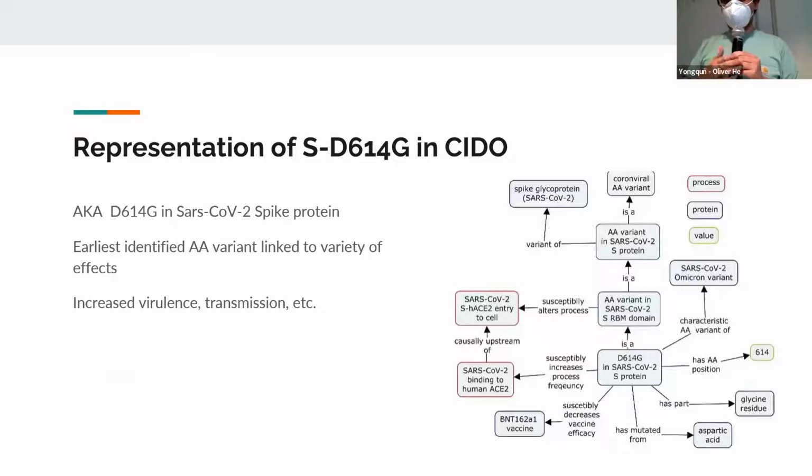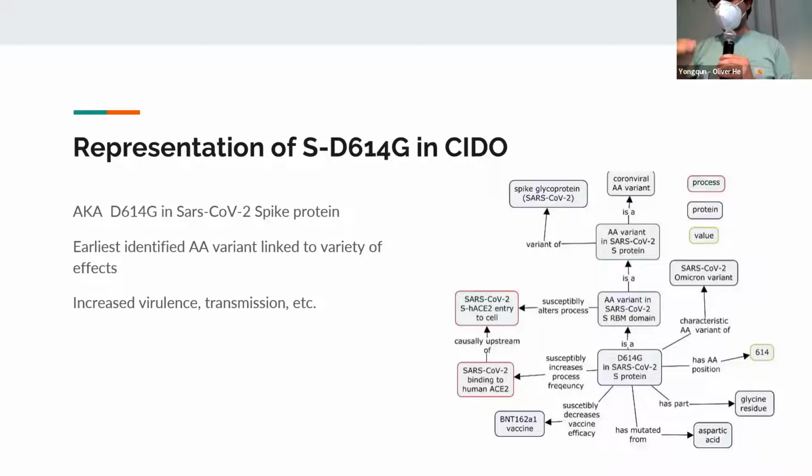So showing off this primary use case of ODP, I'm going to focus on D614G, which is probably the most famous of the different amino acid variants. It was one of the first ones to be experimentally verified and has been shown to have different effects when it comes to viral transmission, binding to human ACE2, in addition to being involved at almost every step of the process for the actual viral infection of SARS-CoV-2.